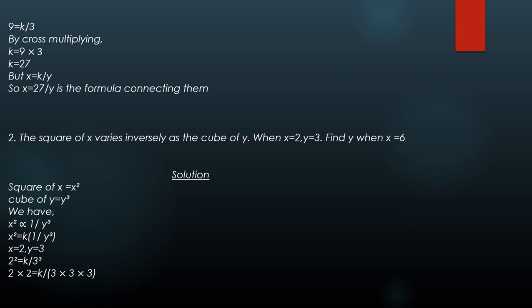So keeping in our values, we have x equals 2, y equals 3. So this gives me 2 squared equals k over 3 cubed. While expanding, 2 squared is 2 times 2, equal to k over 3 cubed, which is 3 times 3 times 3. So 2 times 2 is 4. 4 equals k over 3 cubed, which should give you 27.